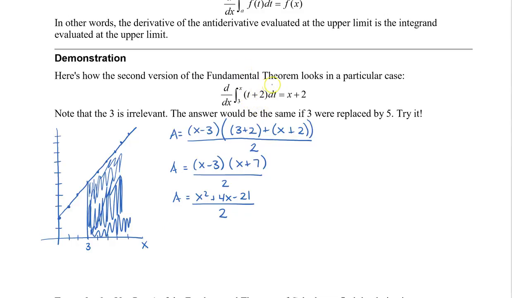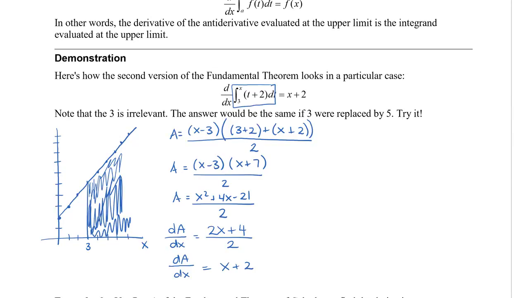That will be just this integral part here. Now we're going to take the derivative of it. So dA dx states that this would be 2x plus 4 all over 2. And we simplify, and we get x plus 2.